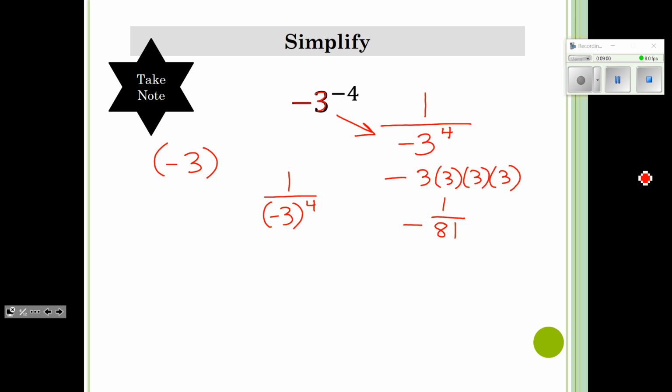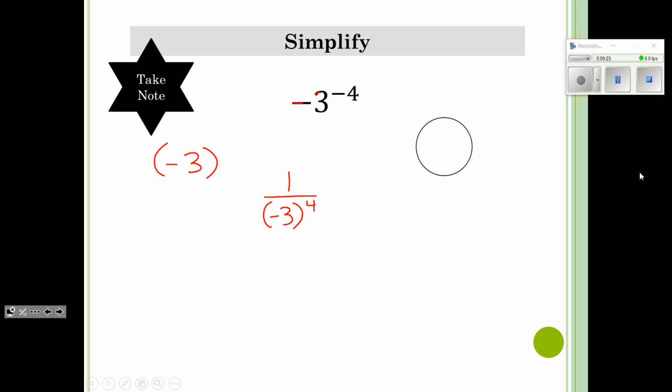Now, if your final answer is negative 1/81st, where do you put the negative sign? You could put it in the numerator. You could put it in the denominator, or you could put it out front. It really doesn't matter the positioning of the negative sign as long as there's 1 there. Most generally, we just put it out in front like this, but it is not incorrectly written if you put it in the numerator or the denominator. Now that is different than if it was in parentheses. Let's look at the next example.